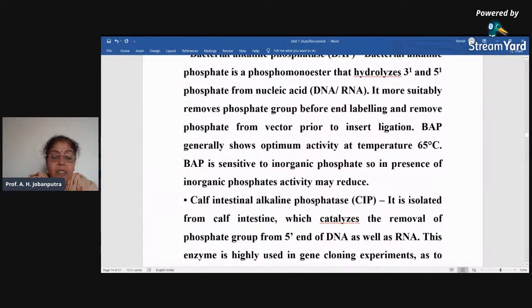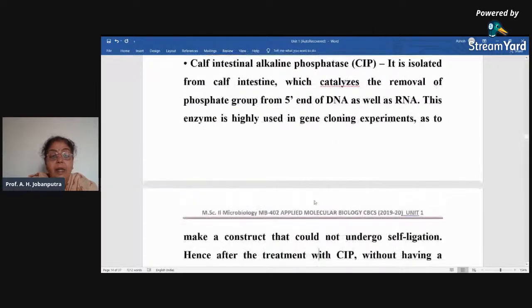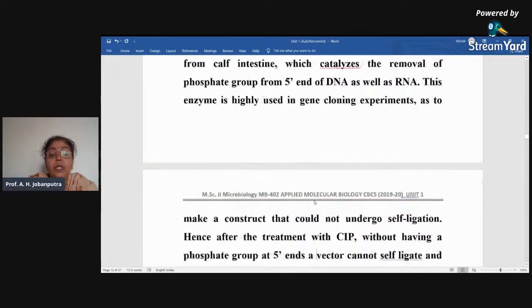It is isolated from the intestine of calf and it catalyzes the removal of phosphate from the 5' end of the DNA or RNA. वरती बॅक्टेरियल अल्कलाइन फॉस्फेटेस काय करतो, हायड्रॉलिसिस फ्रॉम 3' 5' फॉस्फेट ऑफ डीएनए. हा calf intestinal alkaline phosphatase removes phosphate from 5' end of DNA or RNA. It is very useful in gene cloning experiment to construct the DNA and to make the rDNA molecule that do not undergo self ligation. Self ligation केव्हा शक्य असेल, जेव्हा स्टिकी एंड्स तयार होतील.